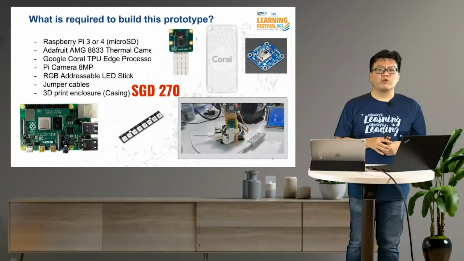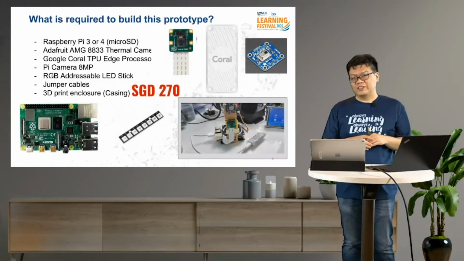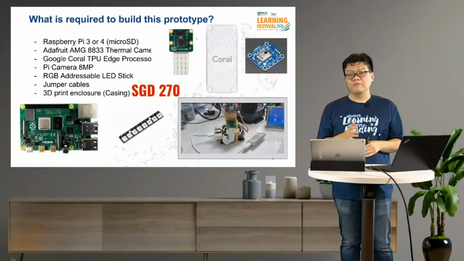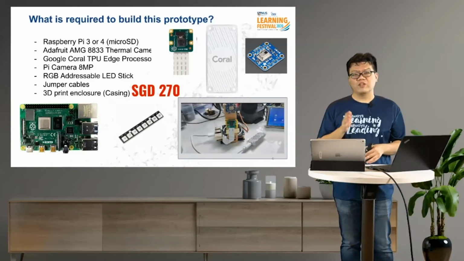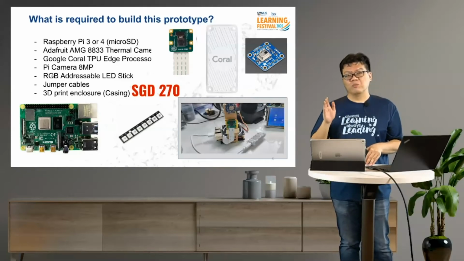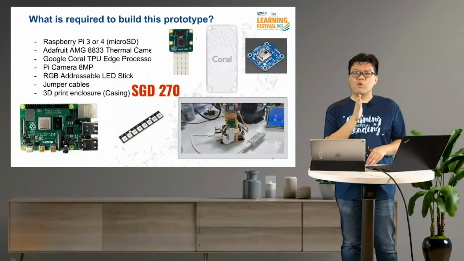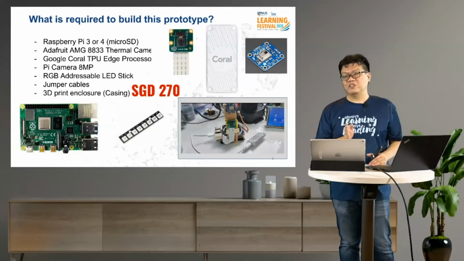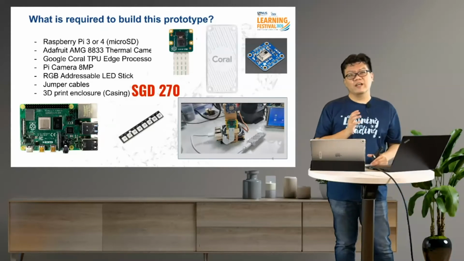So then, what is required to build this prototype? It costs $270. GovTech, if some of you have read the newspaper, was able to bring down the cost from $1,000 device to $2,000 in the newspaper. The reason why my device is slightly more expensive than the GovTech one is because there's a TPU inside. There's an artificial intelligence edge computing inside. So it's $70 more than GovTech.